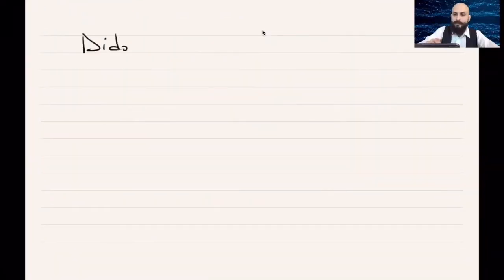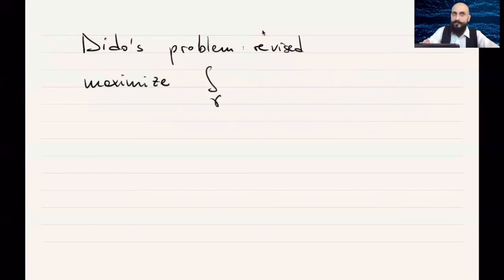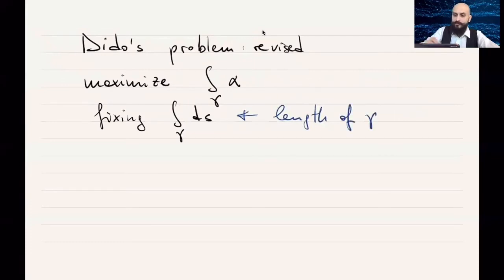And therefore, we rephrase Dido's problem as the problem of finding those curves gamma that maximize the integral over gamma of alpha, having fixed the length of gamma, namely the integral over gamma of ds. In this way we can express the length of the curve as the integral with respect to the arc length element ds. And let me recall that alpha is 1/2 of (x dy minus y dx).